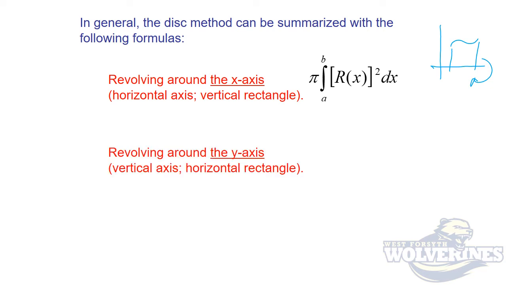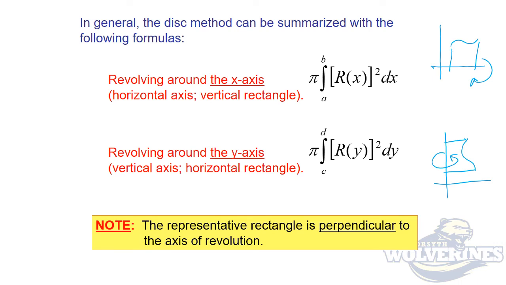But if you're rotating around a vertical axis, then everything needs to be dy, right? So same basic thing for both. The representative rectangle is perpendicular to the axis of revolution. So in other words, you draw in your radii. Your radius is perpendicular to the direction in which you're rotating it. So if you're rotating around a vertical axis, then you have a radius rectangle that you're then rotating around that vertical line.